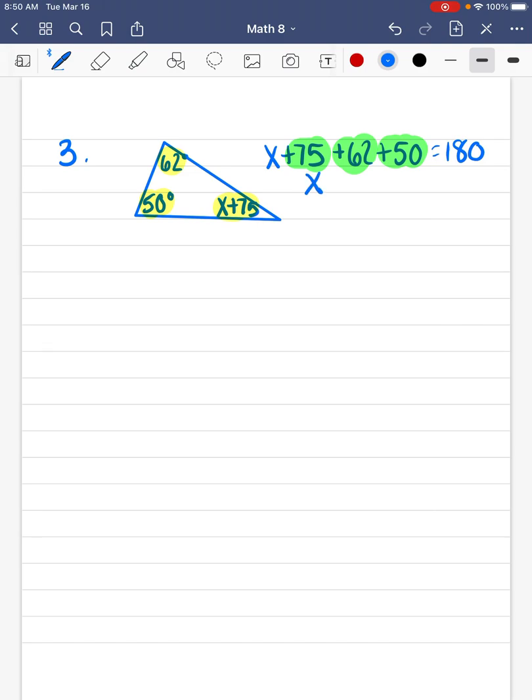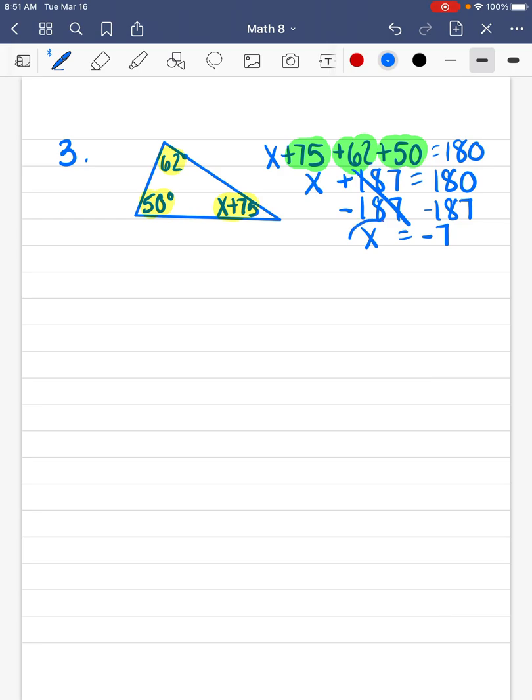So we're going to grab our calculator, 75 plus 62 plus 50. And that equals a positive 187. Bring down our equals 180. Now, as you can see, when we subtract that 187 over to the other side, things look a little bit different, and you can probably tell we're about to get a negative number. 180 minus 187 is negative 7.